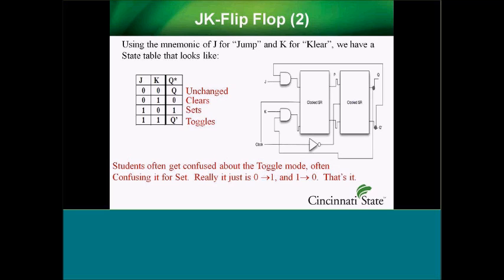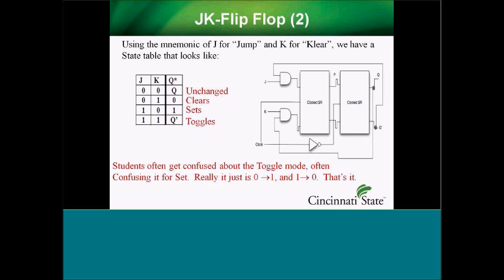Okay, so this is a different configuration than before, where this was an unstable state. Here, the toggle. Students get confused about the word toggling. They sometimes think toggle means it goes to one. But basically, it just means if it's at zero, it goes to one. If it's one, it goes to zero. That's it. It just flips its state. The beauty of binary: it's only got two choices. So that's the deal.